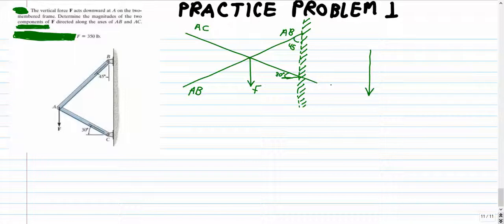We know that the two components of the force F vector have to be in the direction of the AB line and the AC line. So what if the component along the AB axis is like this? Let's extend that a little bit. And what if the vector along the AC line is like this? So here we have a complete vector triangle. Now let's put in the angles.